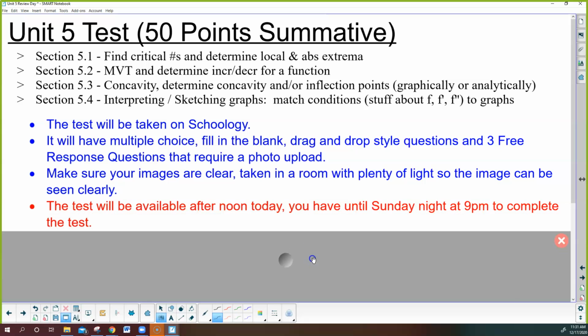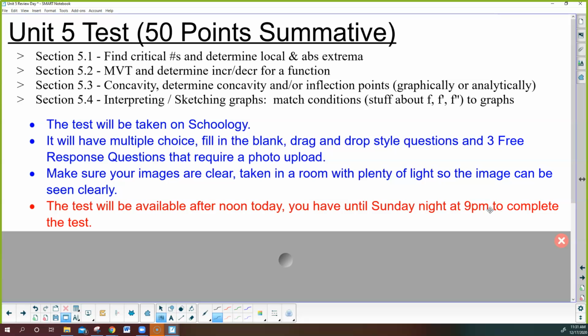So here's the thing. The test will be available today around noon. Actually, I think it's 12:15. And if you're ready, you could take it then. However, you could study, and I'm going to give you some things that you could do if you want today or tomorrow. You have to take it by Sunday night at 9 p.m.